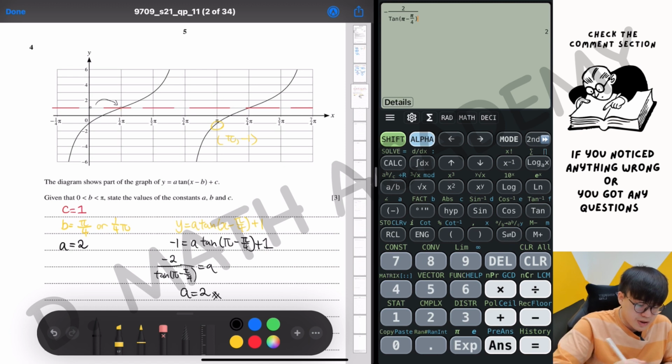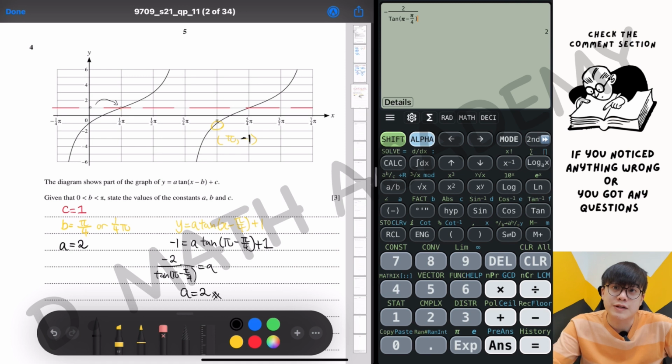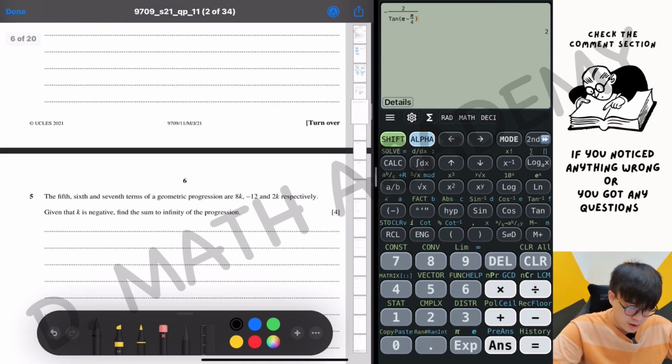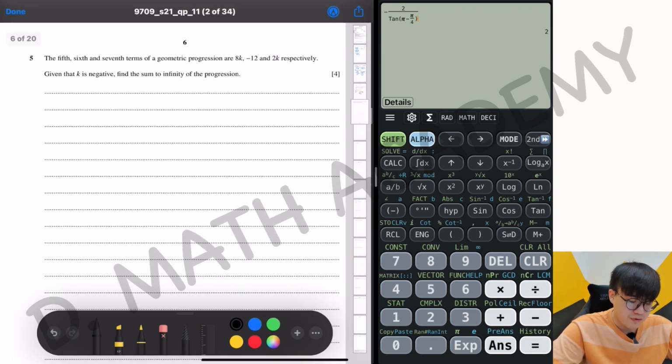Personally, I prefer to use this point, but you should be able to get the results as well, even if you substituted a different point here. So that's all for your question 4. Moving on, we have our question 5 here.